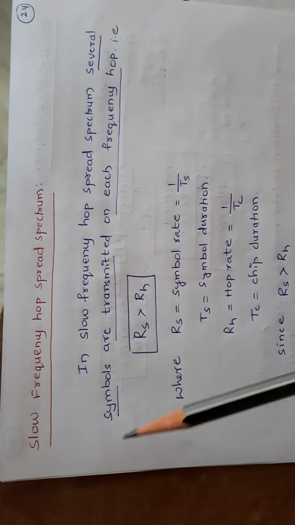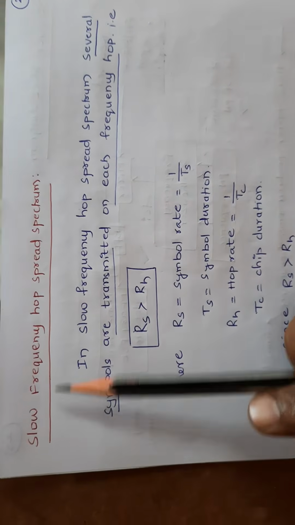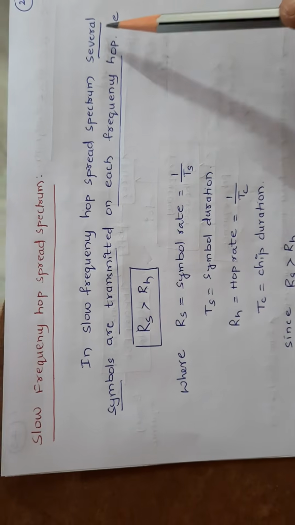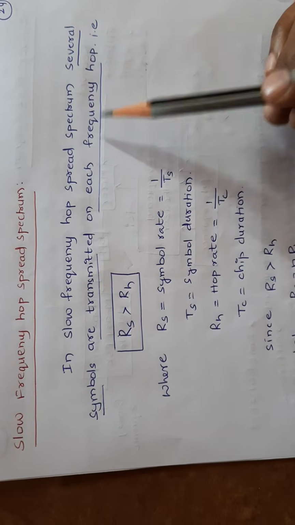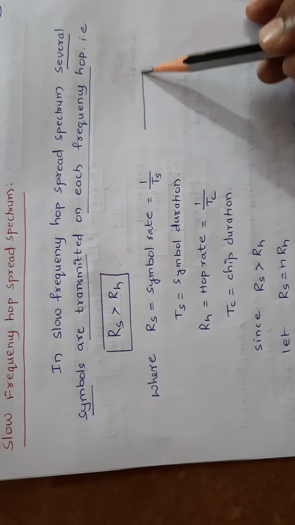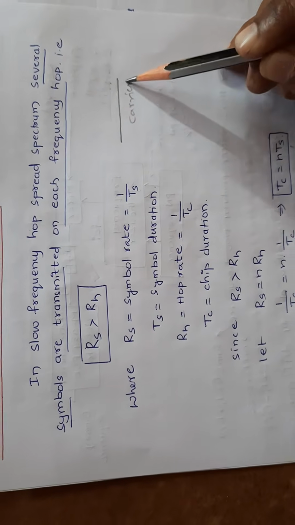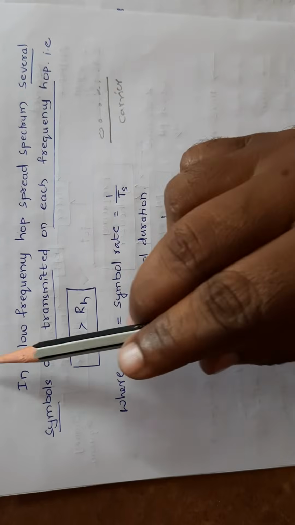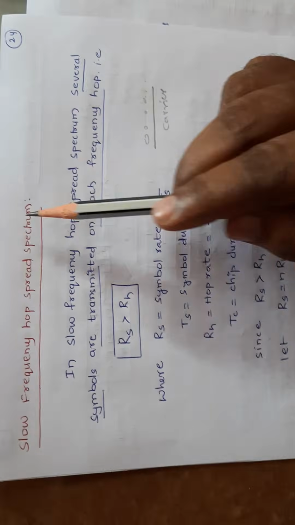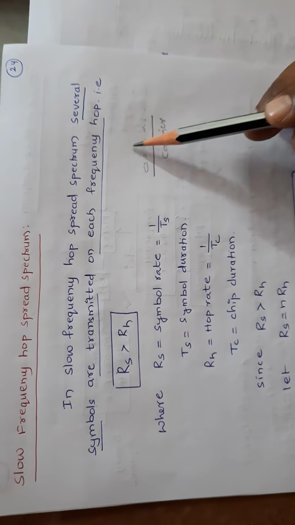Good morning. In this class, we'll discuss slow frequency hopping spread spectrum. Slow frequency hopping spread spectrum means several symbols are transmitted on each carrier hop, or each carrier frequency. Let's say this is one carrier frequency. By using one carrier frequency, we are transmitting several symbols. Such type of communication we call slow frequency hopping spread spectrum. As I'm saying, on each frequency hop we are transmitting several symbols.